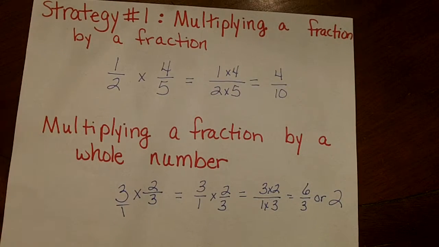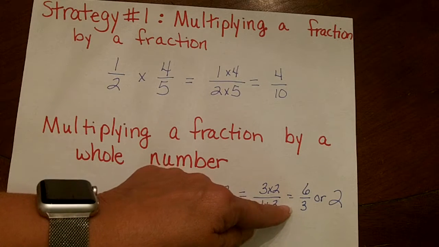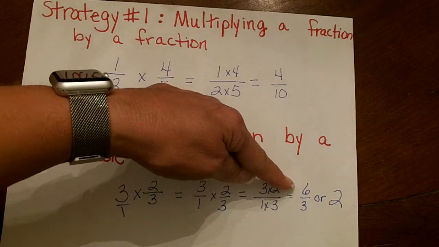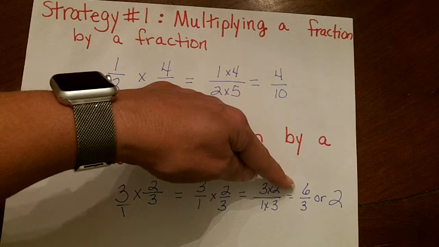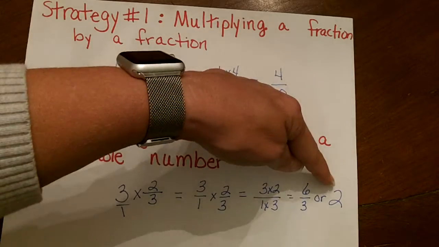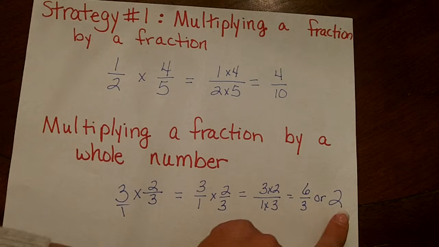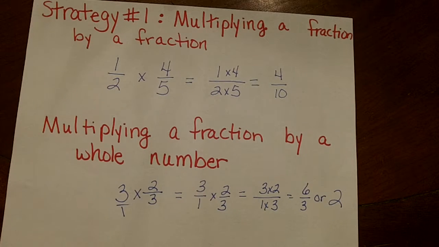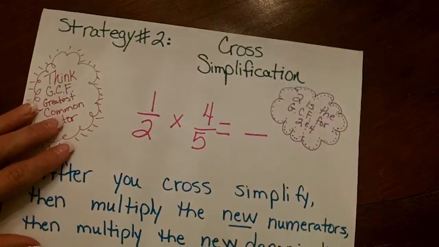6/3. Now, we know that 6/3 is an improper fraction. So I have to think to myself, how many times will 3 go into 6? Well, 3 will go into 6 2 whole times because I know that 2 times 3 equals 6. So 3 goes into 6 2 whole times. So I'm turning my improper fraction of 6/3 into a whole number of 2. Now we've done another strategy in class. We've done cross simplification. So let's take a look at that.